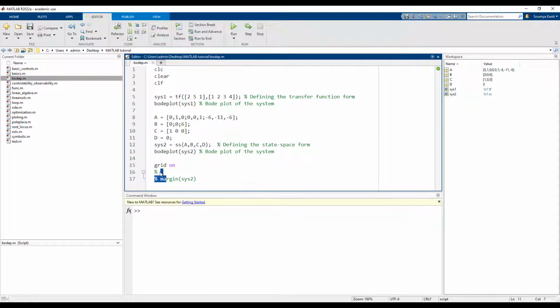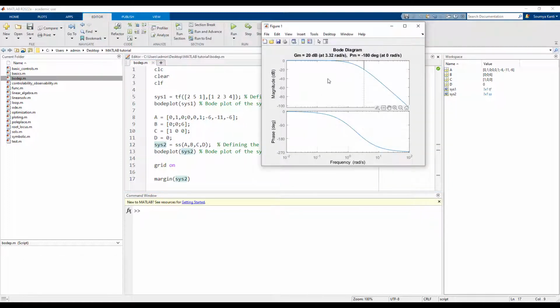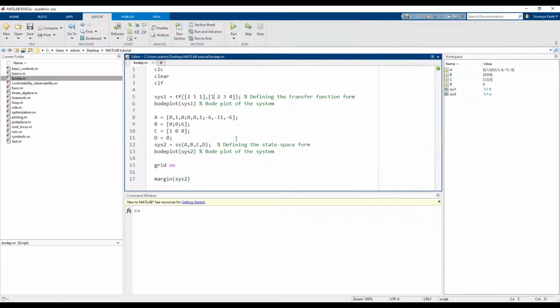Another thing you can do here is find out the margins of the system, the gain margin and phase margin. You just type margin and then the system. If it runs, you can see that for system 2, this is the gain margin. The gain margin is 20 dB and the phase margin is 180 degrees. So it can directly find the gain margin and phase margin of the system if you give the system to it. So this was how you get Bode plots using MATLAB.